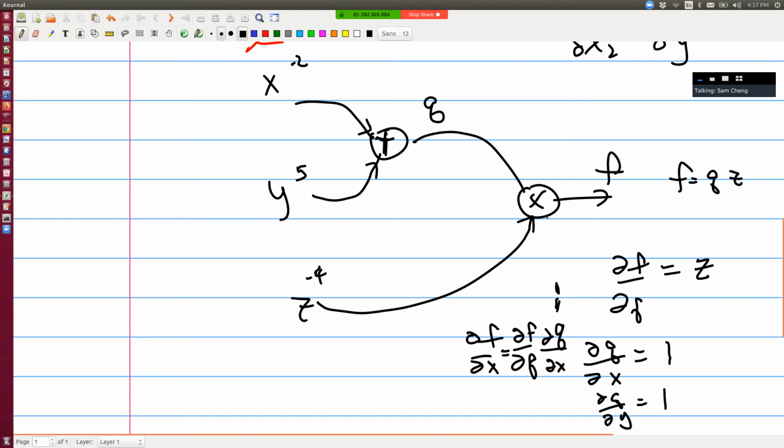Also, I should write partial f, partial z, which I don't use, but let me write it anyway. Partial f, partial z is just equal to q, right? Now I have the output, so therefore q is equal to 5 minus 2, which equals 3 here.